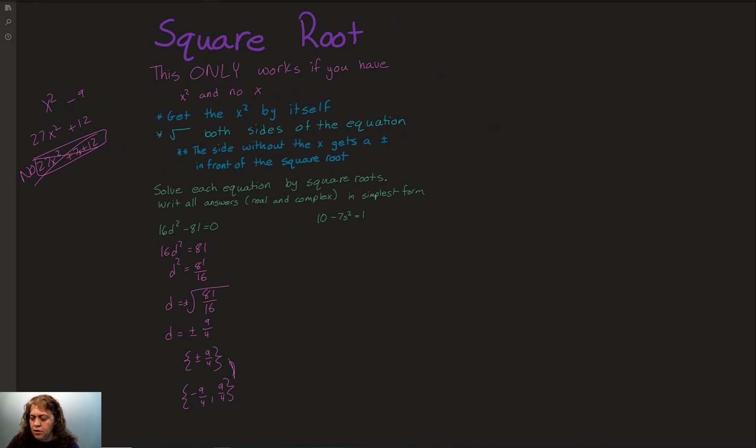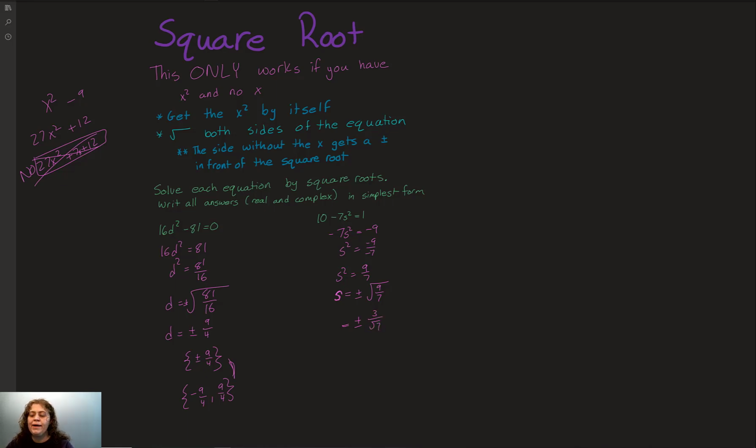10, move over there. Negative 7s squared equals negative 9. S squared equals negative 9 over negative 7. So s squared equals, I just like cleaning up my fractions. There we go. And then s is equal to, trying to make this look more s-y, plus or minus the square root of 9 over 7. So s equals plus or minus 3 over square root of 7.